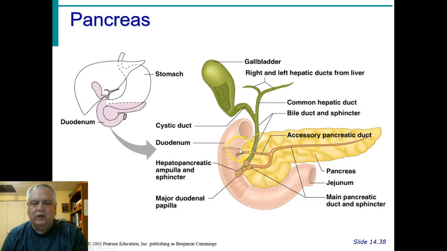Now what this does is, as that chyme, which has a very low pH, comes out, this secretes pancreatic juice, which mixes with the chyme and helps to bring the pH up immediately. And then additional pancreatic juice will continue to bring the pH up to around 7 as the chyme continues through this first portion of the duodenum.